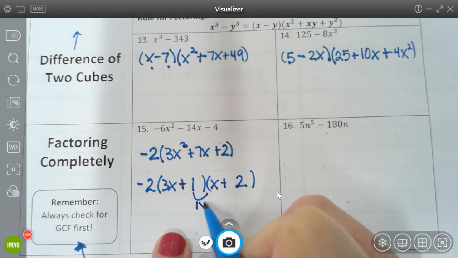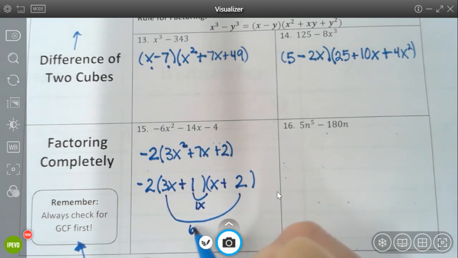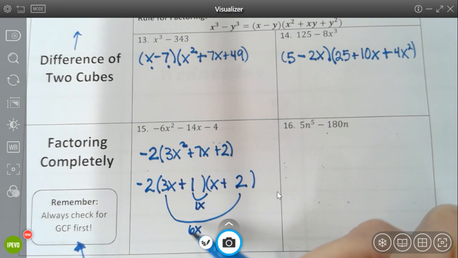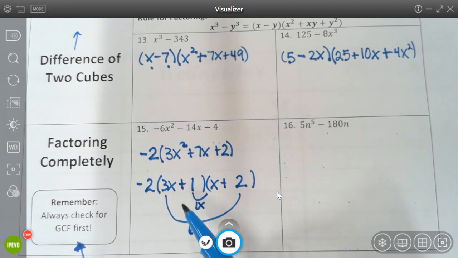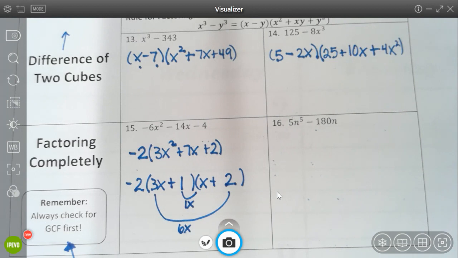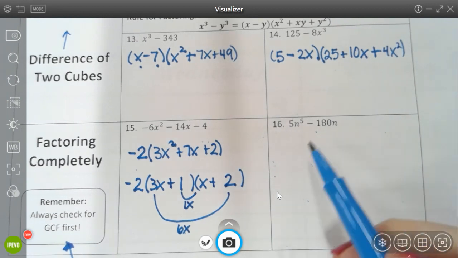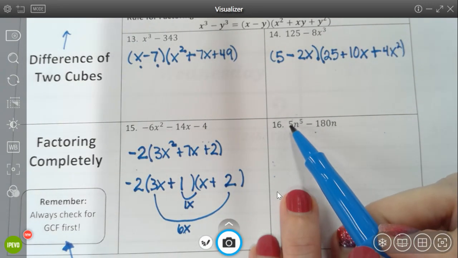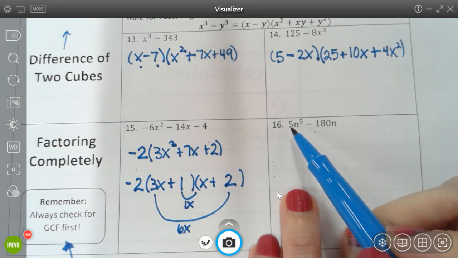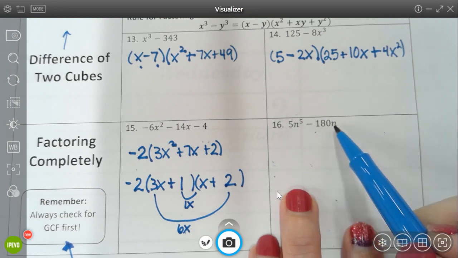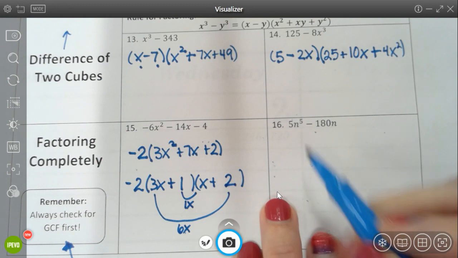If I do a quick check of my inner and my outer terms, I can see that yes, together, these will add up to give me that positive 7x in the middle that I want. So this would be my final answer for that problem. And then in this last binomial, I can see that they both have a common factor of 5. And this time, both terms have an n. So I'm going to also factor out that n.